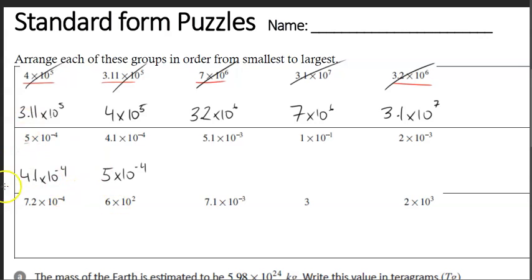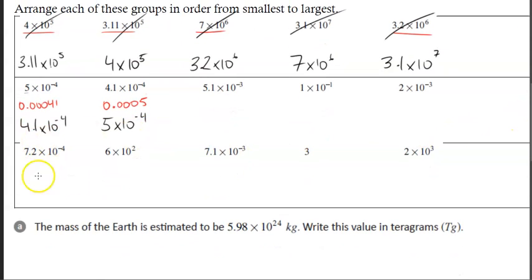Okay, and just to double check, if we were to expand this out, this is going to be 0.00041 and 0.0005. So from these two, the smallest out of the two is 0.00041. Okay. Now you can go ahead and use this concept or this skill to fill out the rest in order from smallest to largest.